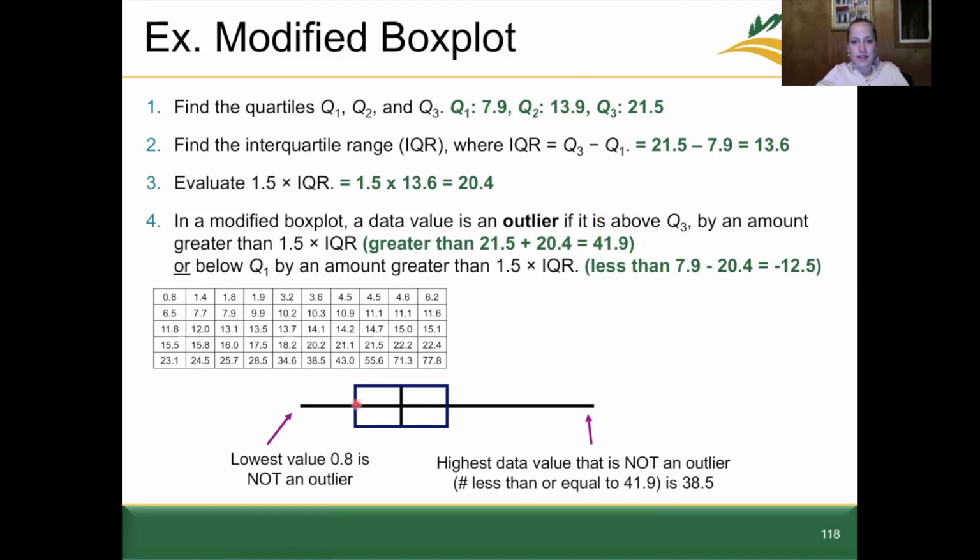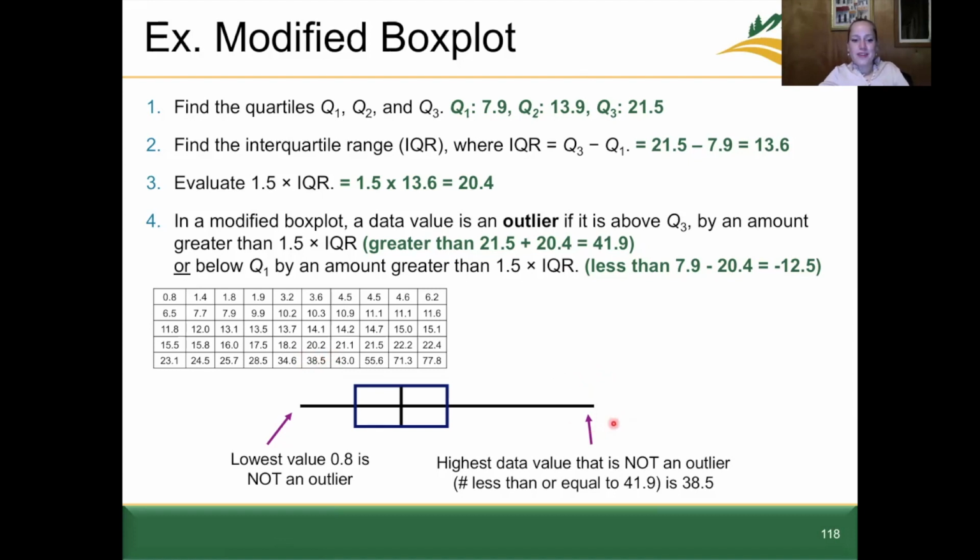So let's go to our data set, 41.9. That looks like it would separate right here. So any data value greater than 41.9 is an outlier, and any data value less than 41.9 would not be an outlier. So that means that this end of our modified box plot is 38.5.